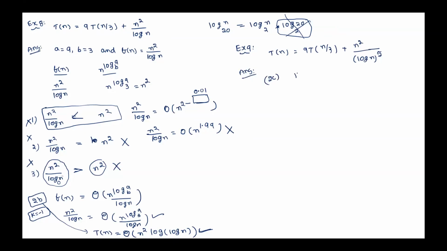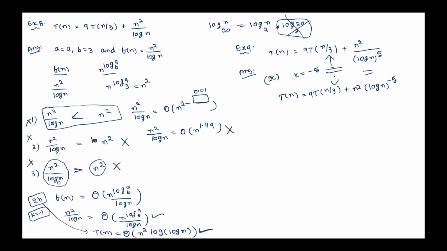Now we are in case 2c, k equal to -5. It is same as T of n equals 9 times T of n by 3 plus n square into log n to the power -5, no? Both are same, no? These two are same, no? Is that correct?